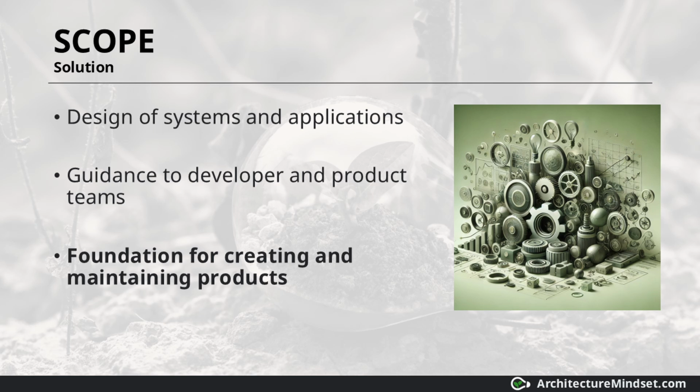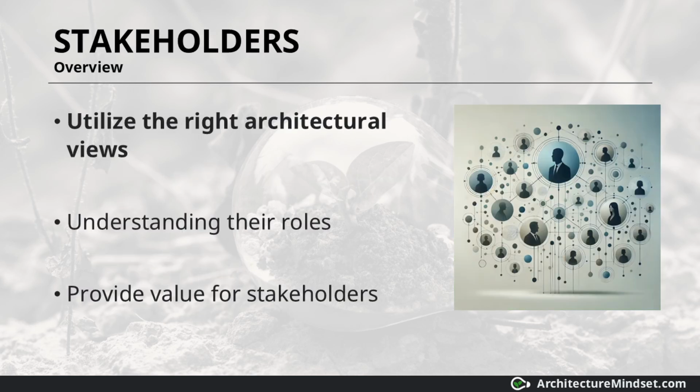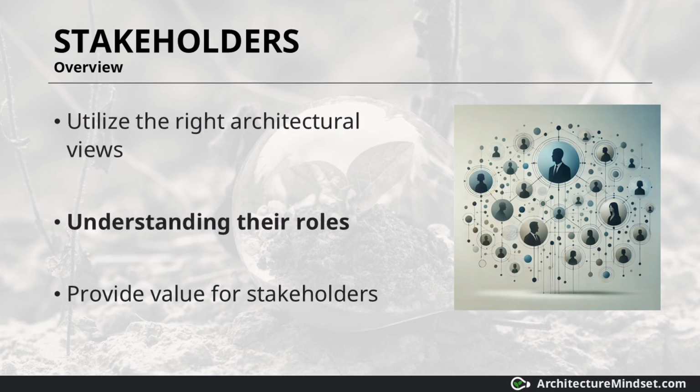So, now that we understand about the scope of the architecture and views, let's take a look at stakeholders. As architects, one of our primary responsibilities is to address stakeholder concerns effectively. By utilizing the right architectural views tailored to specific stakeholders, we can communicate our designs, facilitate collaboration, and satisfy stakeholders' needs. Stakeholders come from various backgrounds and have diverse interests. Understanding their roles is essential in selecting appropriate views to convey our architectural concepts effectively.